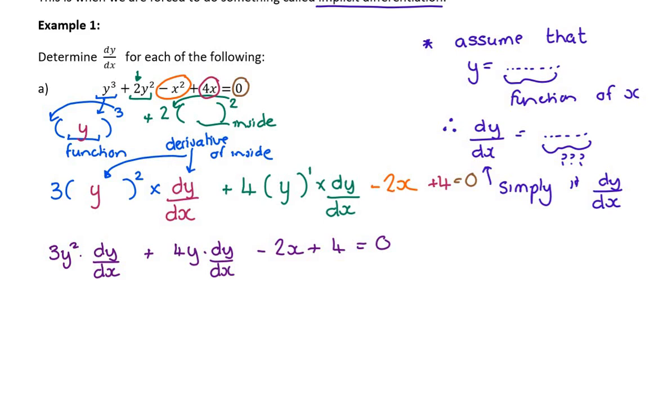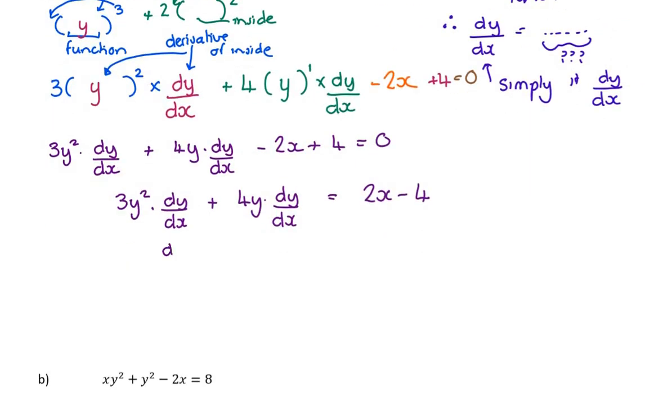Now, what was the whole point of this? The whole point of this was to find dy dx by itself. So this is almost like isolating dy dx in a literal equation. So what I would do now is I would get rid of all my non-dy dx terms to the other side of this equation. So dy dx. And so I'm going to take the 2x across and the plus 4 across. Then I would literally factorize out dy dx. So I get 3y squared plus 4y, and then I can isolate dy dx.